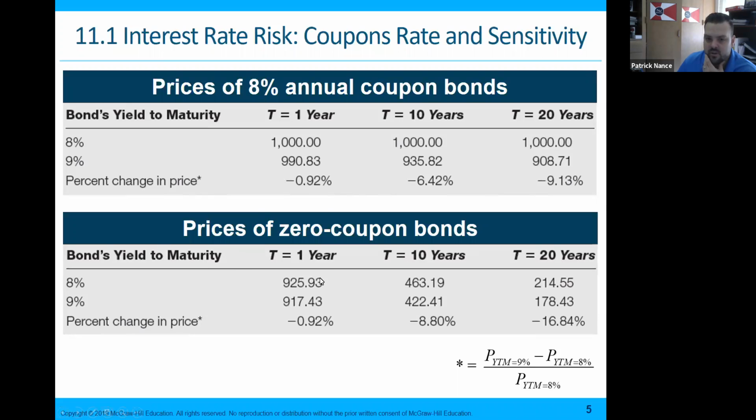Zero coupon bonds are similar, but even more drastic. As you can see, we have a higher percentage of change once we go from year 1 to year 10 versus year 10 to year 20. So the marginal difference is quite a bit more substantial, especially when we go from 10 to 20. It changes at an increasing rate from 10 to 20 versus what we see from 1 to 10.